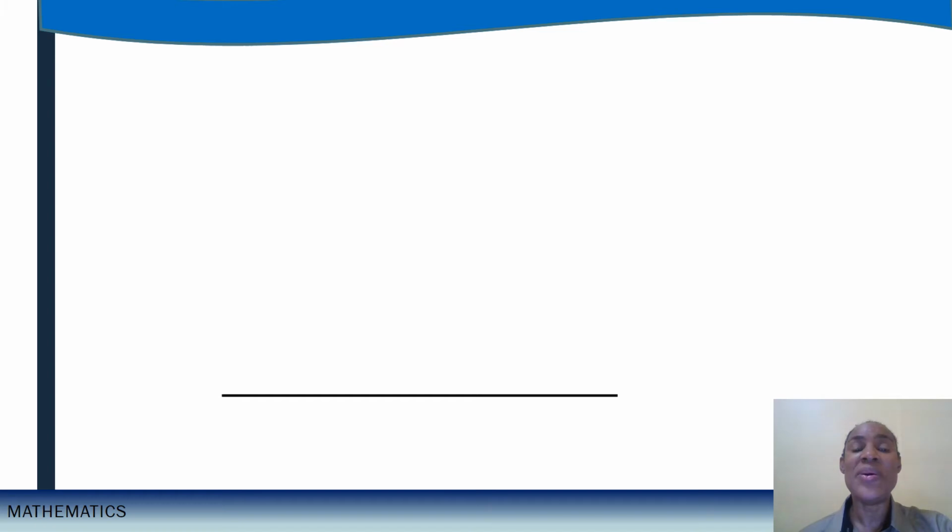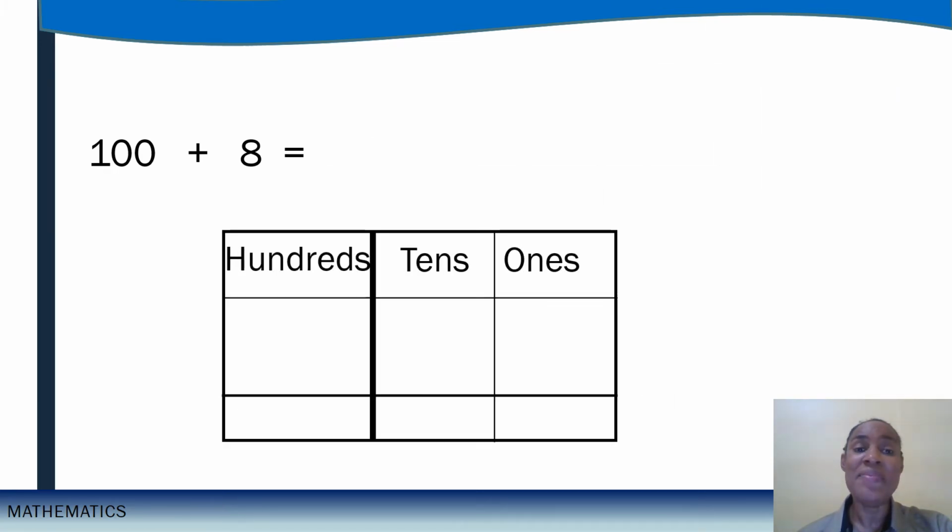Here is our third example. 8 added to 100. Boys and girls, again we will use a place value mat to help us add these numbers. We have 100. On our place value mat, we will place 1 in the hundreds place, 0 in the tens place, and 0 in the ones place.